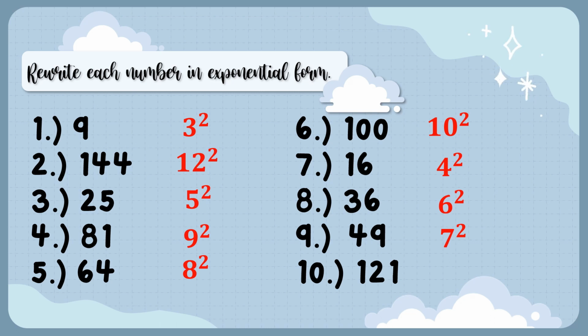Yes, and the last number that we have here is 121. The exponential form of 121 is 11 squared. 11 times 11 is simply 121. That is why the exponential form of 121 is 11 squared.